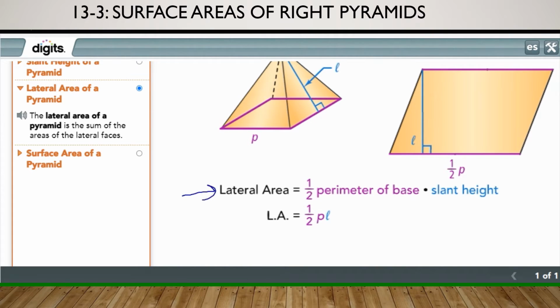Go ahead and write this under the word form of the formula, and you can write this under the variable form of the formula. Again, I do not write the dots in between, so you could just write it as LA equals 1/2 P times the slant height, or P times L.